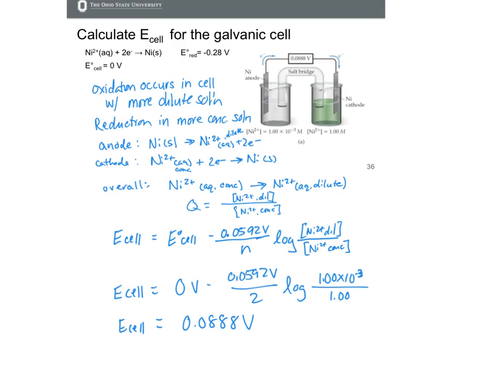Yeah. So how do you know which side is going to be the dilute and which side is going to be the concentrated? So I think of it more as you're always going to have oxidation in the more dilute solution and reduction in the more concentrated solution. And that'll allow you to set up your half reactions and then write the overall.